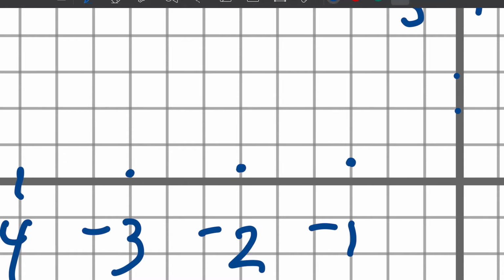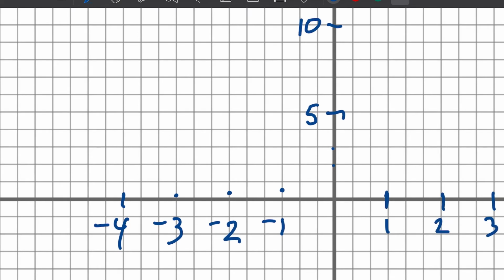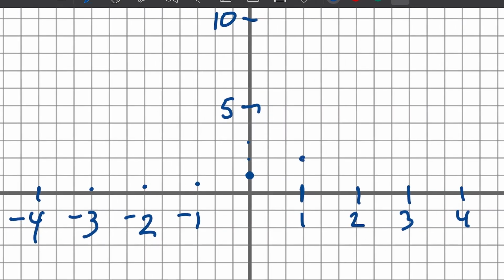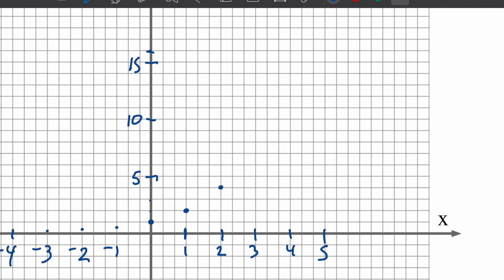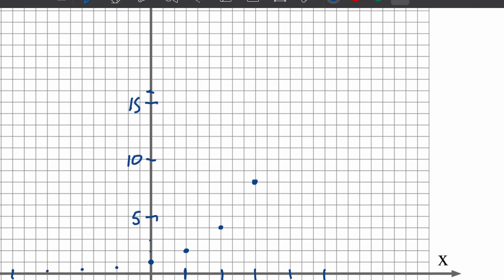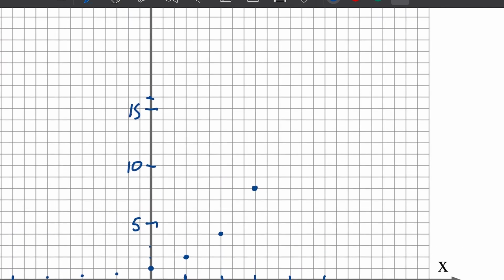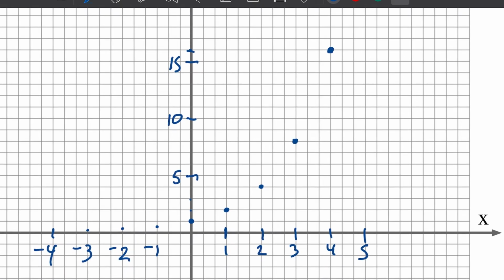At 0, it's going to be at 1. At 1, it's going to be at 2. At 2, it's going to be at 4. At 3, it is going to be at 8. At 4, it's going to be at 16. That's right there. That is what this graph looks like.